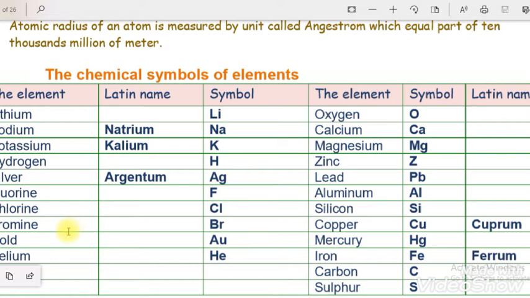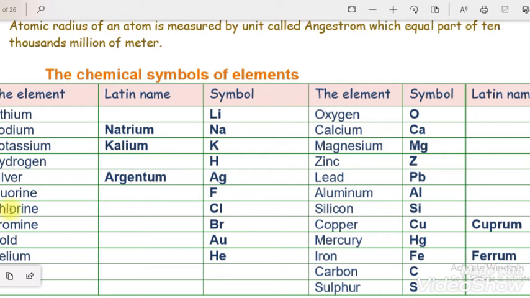But where does this name come from? And why is the symbol of sodium like that? This is because some element symbols are not taken from English, but from the Latin language, which has different letters from the English language.